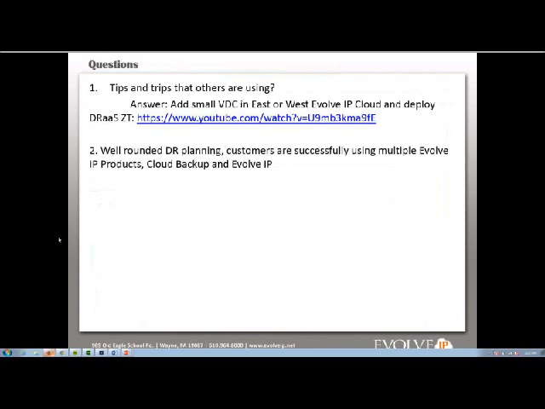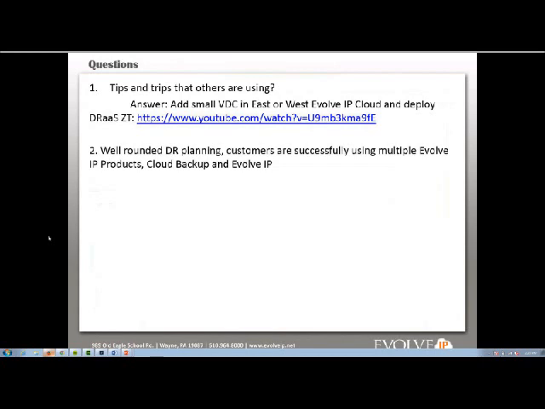So while you guys are thinking of questions, one question that came in prior to this was, what are other people using? We've obviously seen more DR installations than anyone else on the phone. One thing that we've seen that's very successful is companies just putting a small virtual data center out there in either our east or west Evolve IP cloud location and deploying an Active Directory server, if nothing else, in that location with maybe some file space, and just synchronizing files and AD. It's very affordable, very easy to set up, gets the firewall and the networking and all that done in advance. And again, it's a really cheap way to build out a second site.